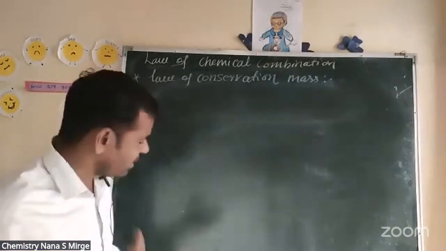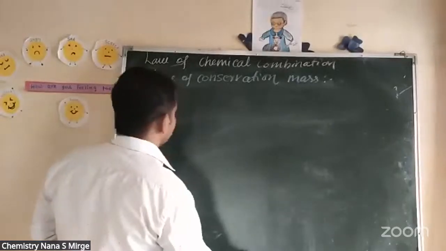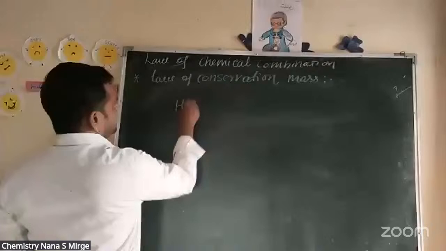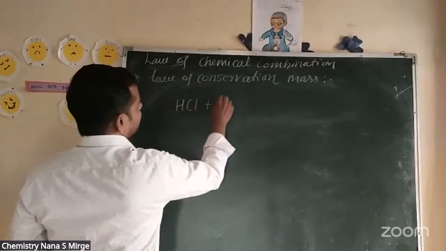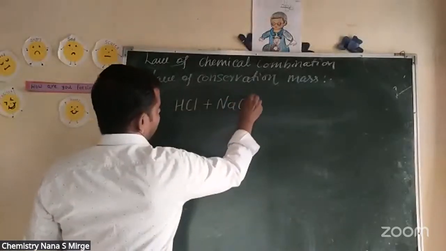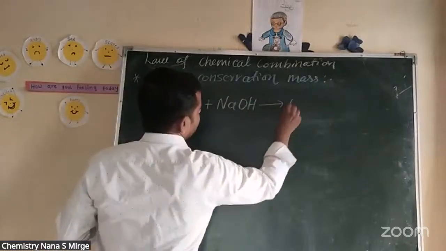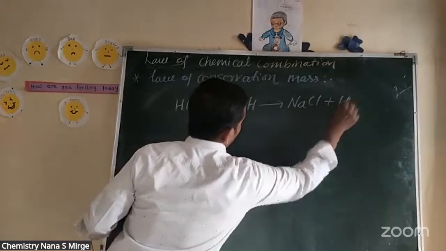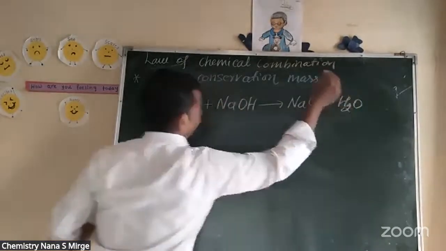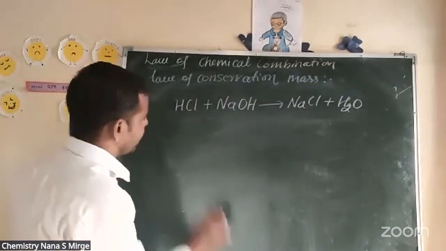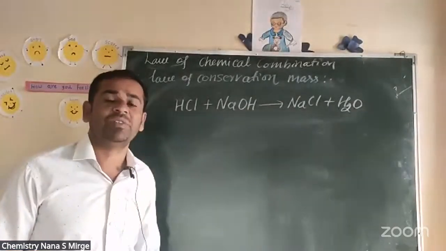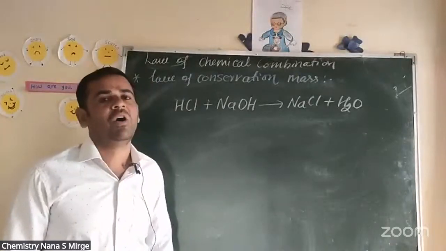For example, a simple reaction: hydrochloric acid is reacted with a strong base, an acid-base reaction, to form a product, that is NaCl and H2O, salt and water. So this simple reaction also obeys the law of conservation of mass. How can it obey the law of conservation of mass?